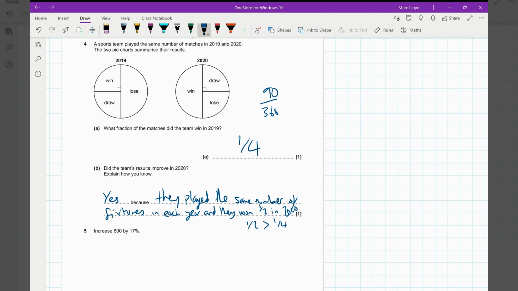Normally they want you to say, I don't know, because we don't know any of the values. But that key sentence in the question saying a sports team played the same number of matches in each year means that we know that increase from a quarter to a half means they won more. Okay, that's question 4 done.